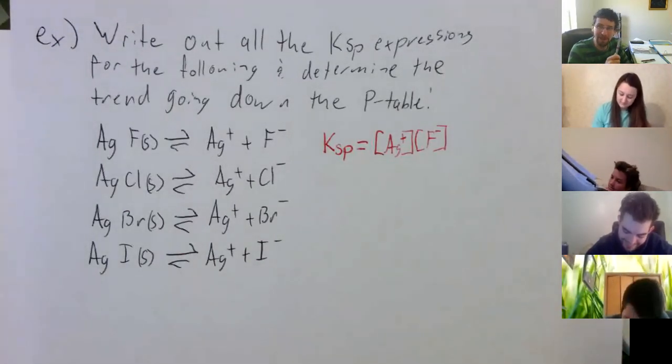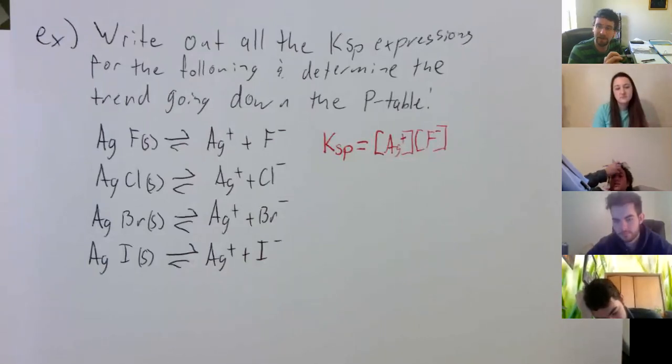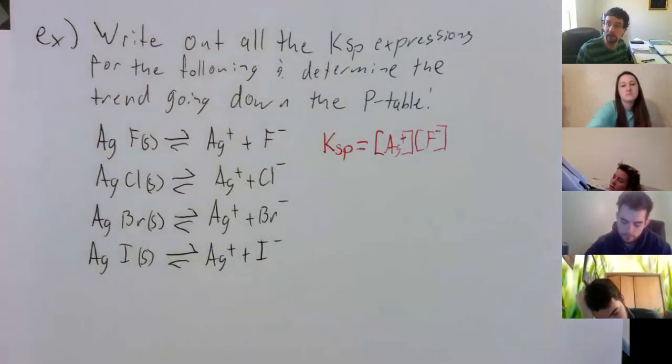Does anybody remember why we don't care about them from PChem? Because their value is so close to 1, or it's so big or so small that it can just be ignored. Yeah, it's not changing. Also, if you look at the chemical potential, the chemical potential for a solid or a pure liquid doesn't change.